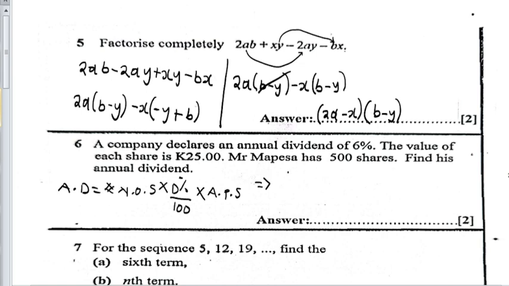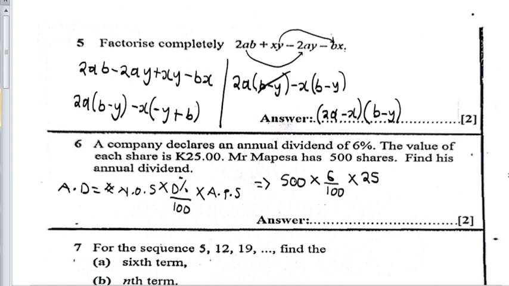So the total number of shares, we have 500 shares. We've been told we have 500 shares. Then multiplied by the percentage, which is 6/100. Then multiplied by the amount per share, which is 25 kwacha. So now what are we going to do? Since this is paper 1 and we are not allowed to use a calculator, we cancel the 2 zeros, even the 2 zeros are gone. We just multiply what remains. So here we multiply 5 multiplied by 6 multiplied by 25.